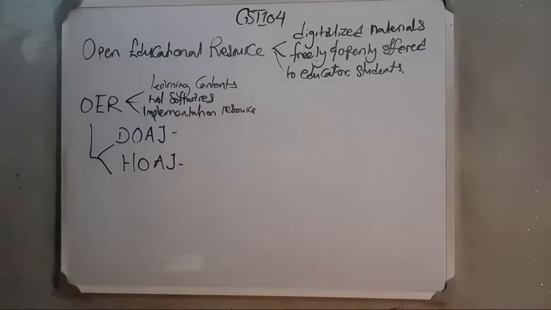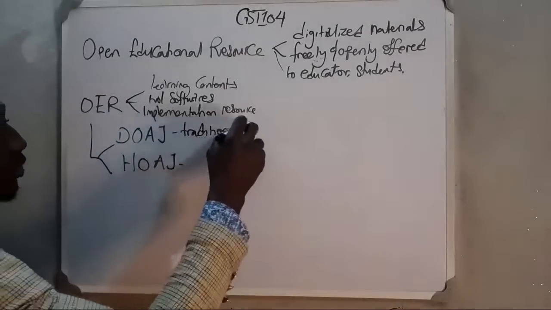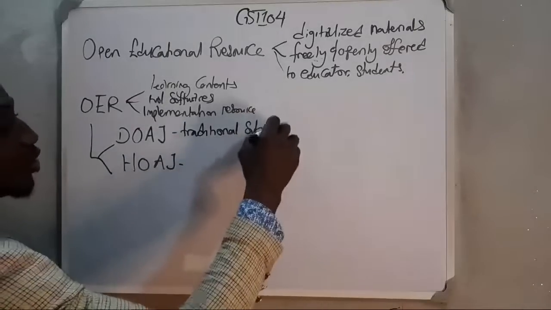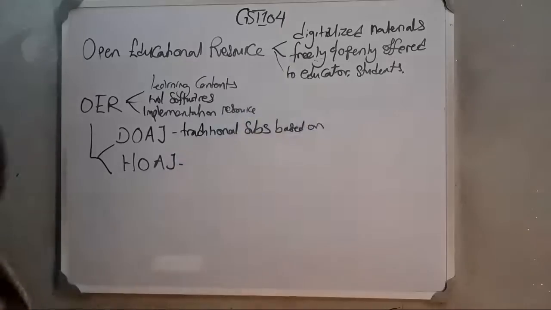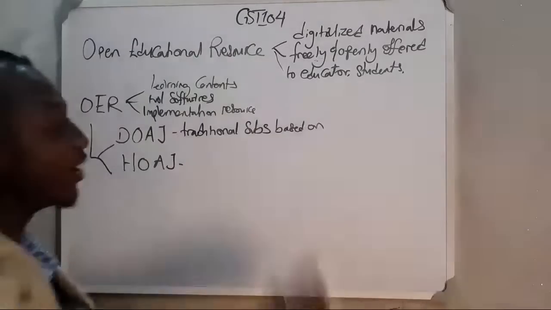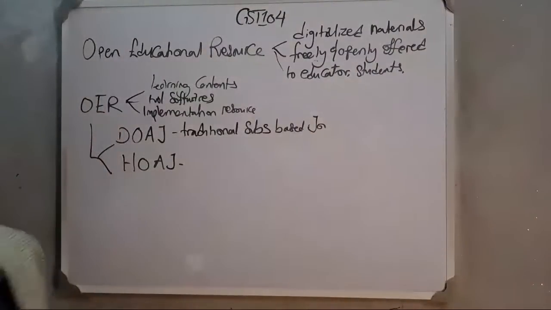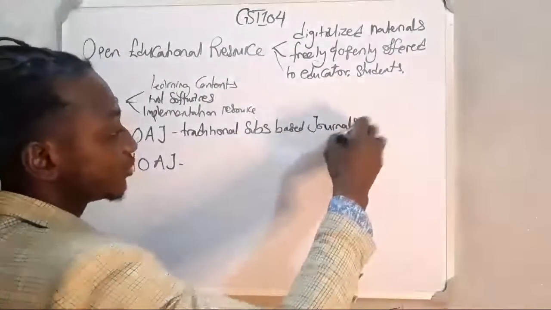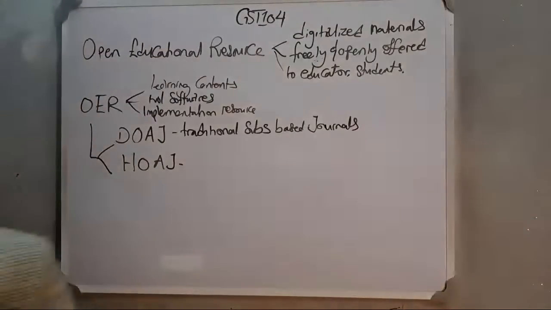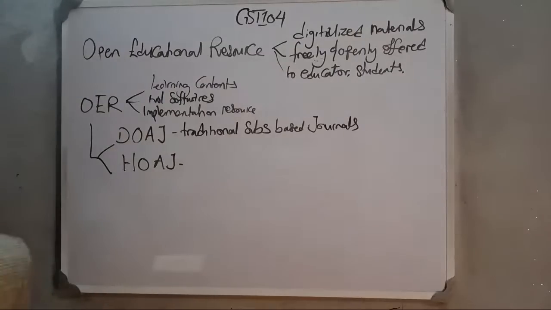Now, let's continue. The delayed open access journals are traditional subscription-based journals. What does this mean in essence? These provide free online access upon expiry.